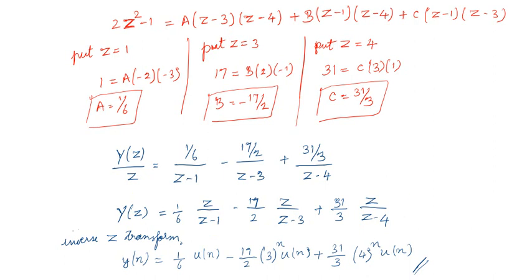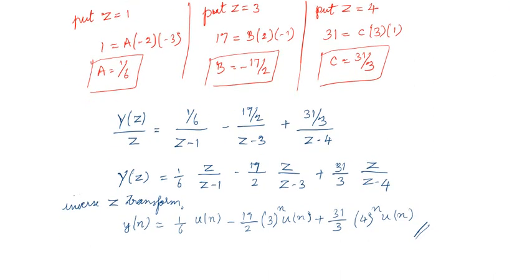Now you can readily take the inverse z transform. So what is the Z transform of 1 by 6? 1 by 6 is a constant. Z by z minus 1 is u of n, and minus 17 by 2 is a constant. Z by z minus 3 is 3 power n u of n. Then 31 by 3 is a constant. Z by z minus 4 is 4 power n u of n. Okay, so this is the step response of the given system.